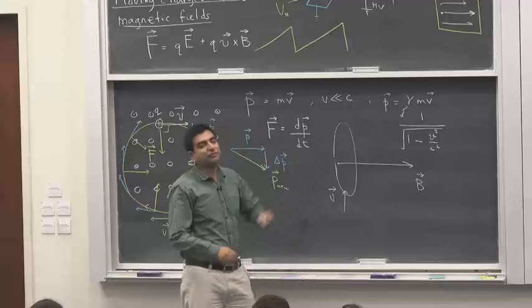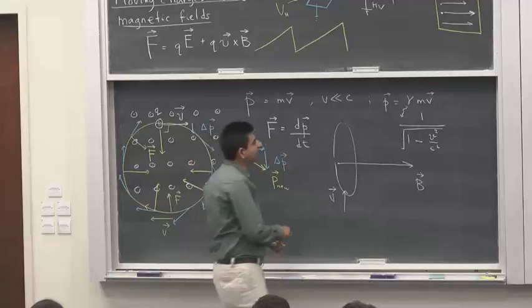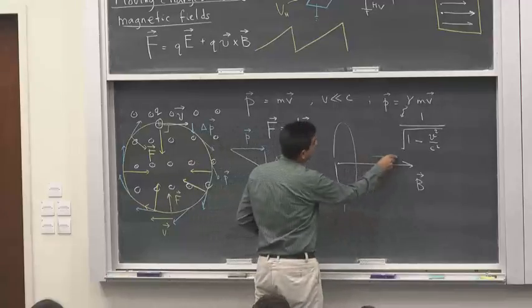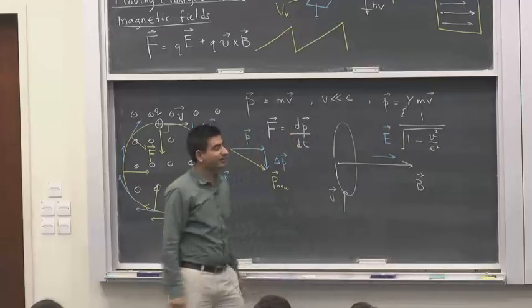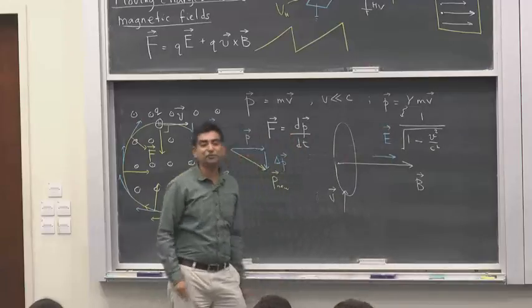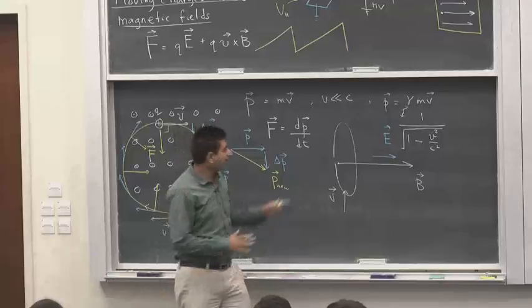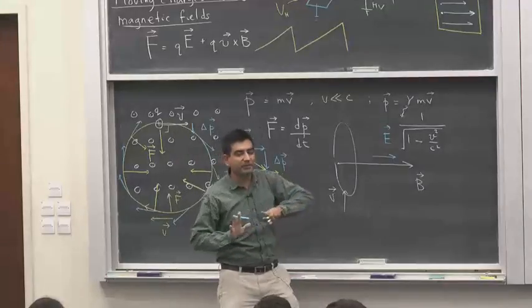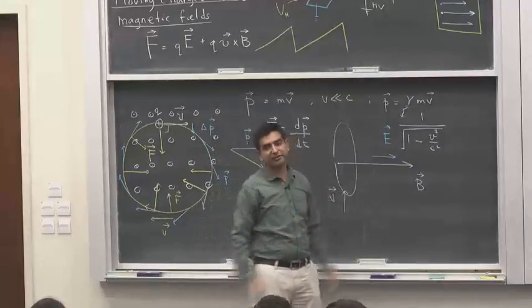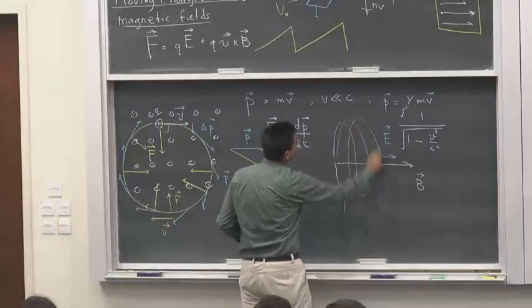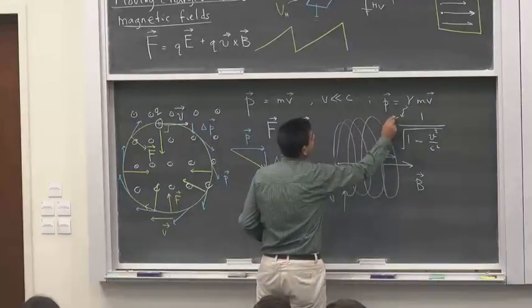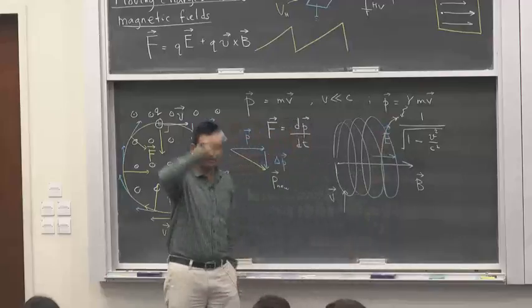Now, in addition to this magnetic field, if you also impose an electric field, E, and if this were a positively charged particle, then the electric field will also impose its own force, and this positively charged particle will be drifting in the direction of the electric field. So eventually what you would have is a spiral motion of the positively charged particle.